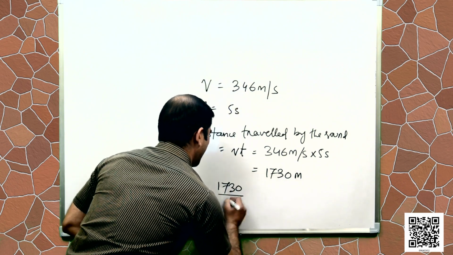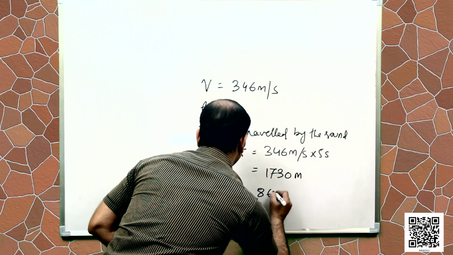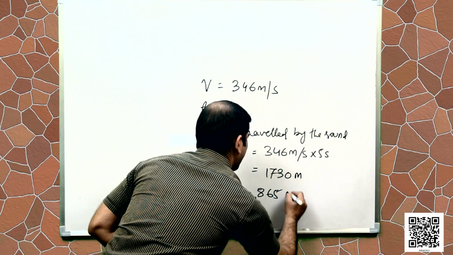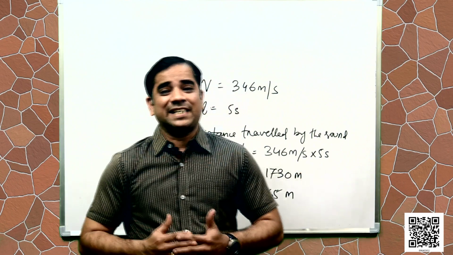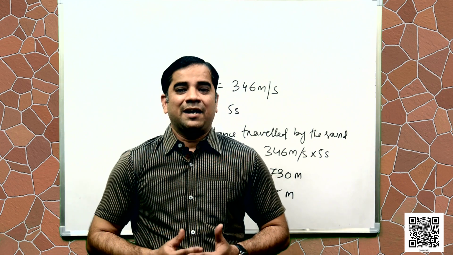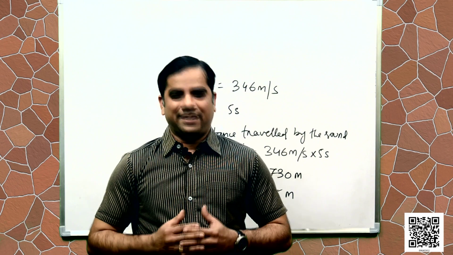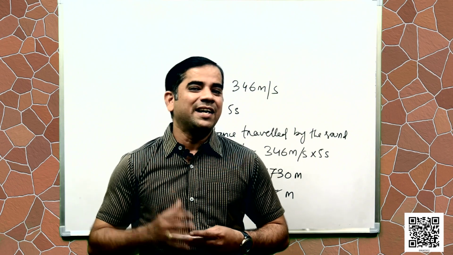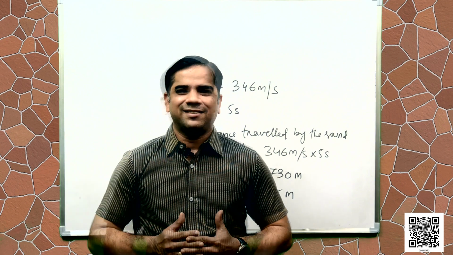1730 divided by 2, 865 meter. That is why the distance between the cliff and the person should be 865 meter. Then only he hears the echo after 5 seconds. Okay? Hope you understand this.